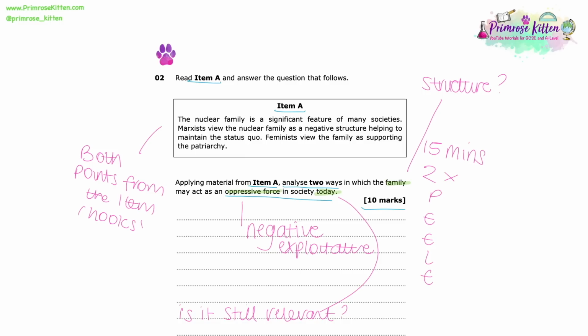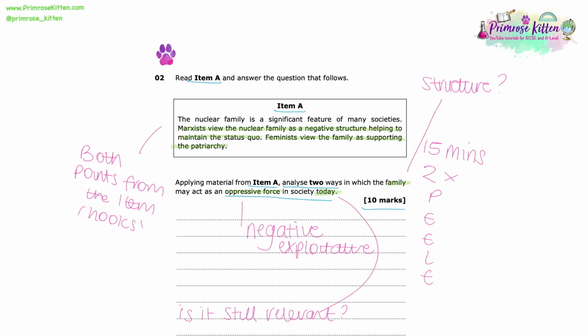And in terms of interpreting the item then, there are two theories that are specifically named, and there is a hint at what both of those theories argue about the way the family may be oppressive. So the sentence where it says Marxists view the nuclear family as a negative structure, helping to maintain the status quo, is an idea for one of your hooks, and then you've got feminists view the family as supporting the patriarchy as another one of your hooks. So you are going to ideally write two paragraphs, and both of those paragraphs are going to start with as shown in item A and a quote directly taken from item A.